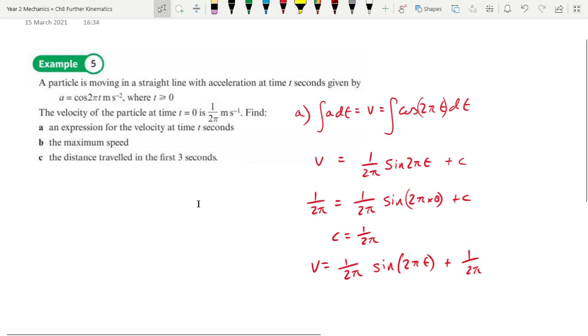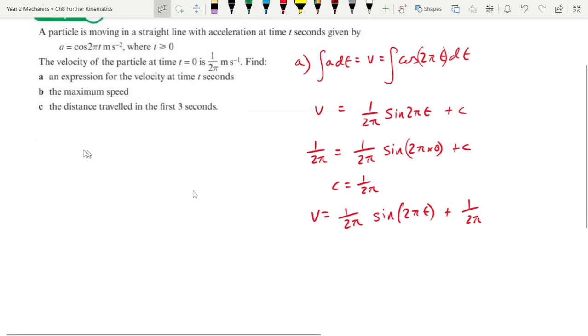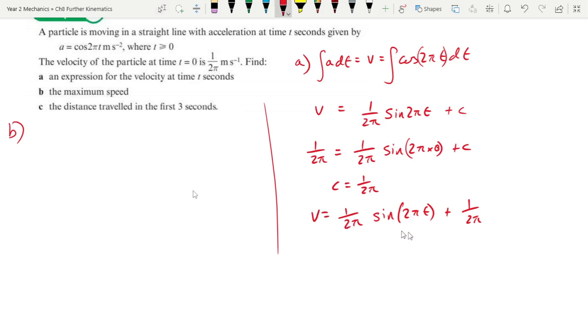There we go. Now the second part says what is the maximum speed? There's a couple of different ways you could go about doing this. Basically what we want is the maximum value that this function here can take, the maximum v. The only thing that can change in here really is this trig bit here, sine 2 pi t. The maximum that sine 2 pi t can be is just 1. So I'm going to make a note of that here. The max of sine 2 pi t is 1. That's the biggest that it could be, because this is just a squash of 2 pi to a sine graph, so the maximum is still 1.